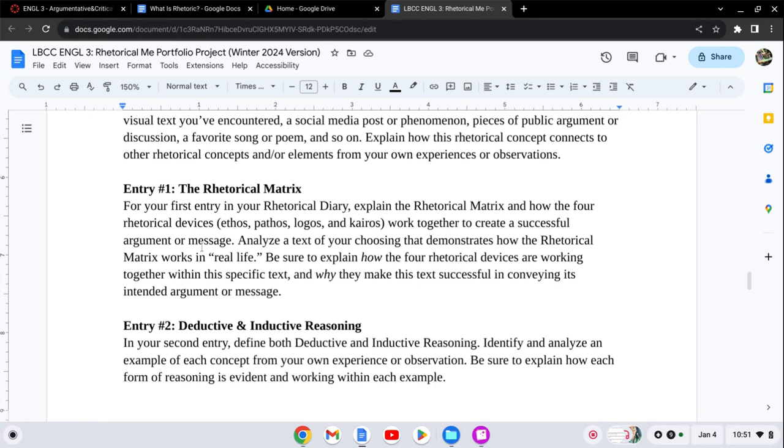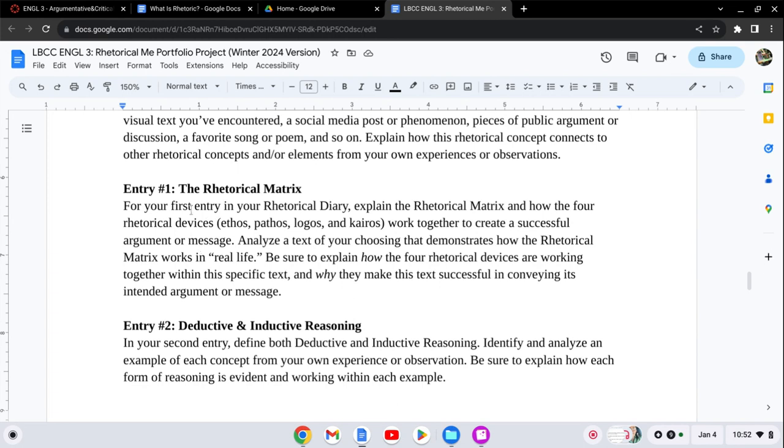For your first entry in your rhetorical diary, explain the rhetorical matrix and how the 4 rhetorical devices, ethos, pathos, logos, and kairos, work together to create a successful argument or message. Analyze a text of your choosing that demonstrates how the rhetorical matrix works in real life. Be sure to explain how the 4 rhetorical devices are working together within this specific text, and why they make this text successful in conveying its intended argument or message.